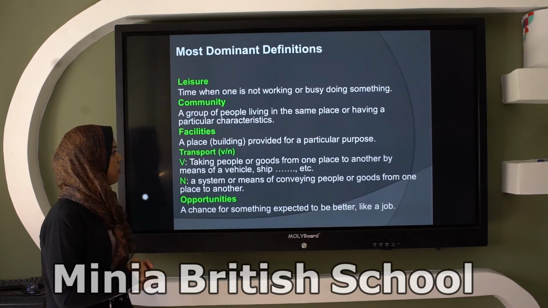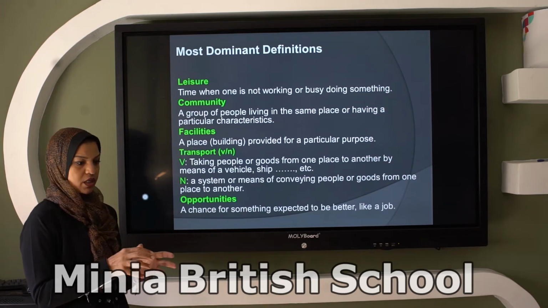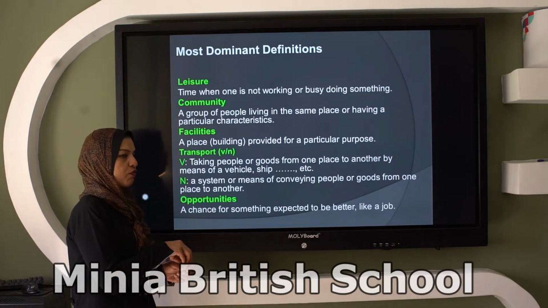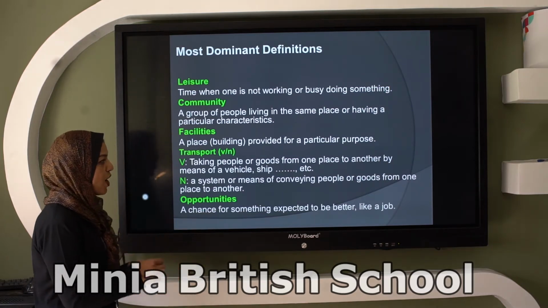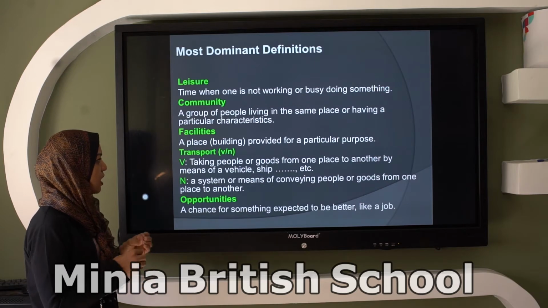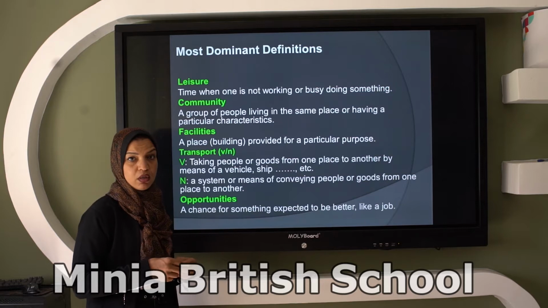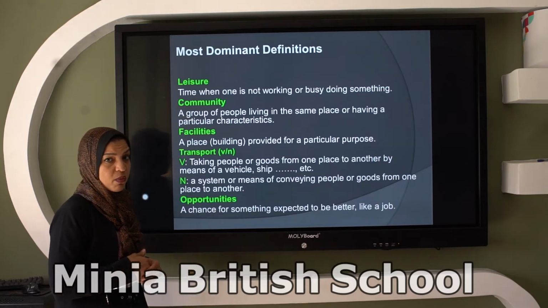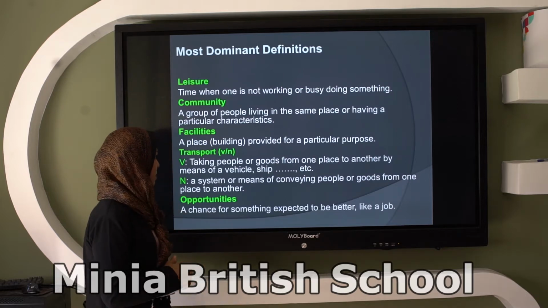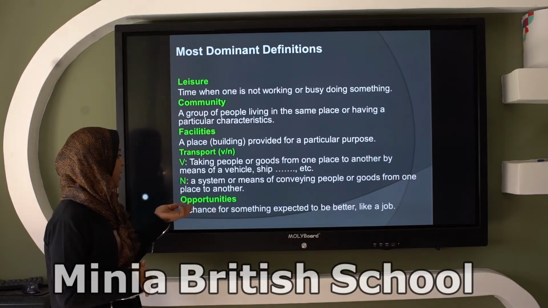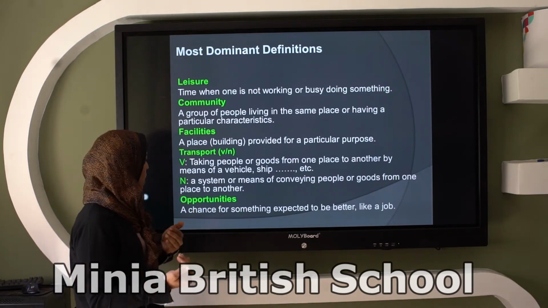Now, transport, which is a verb and a noun. As a verb, when I say transporting people from one place to another, it means taking people or goods even from one place to another by means of a vehicle, maybe a ship, maybe a small boat. It could be a plane if things are coming for someone who is very important. But as a noun, it's a system or means of conveying people or goods from one place to another.